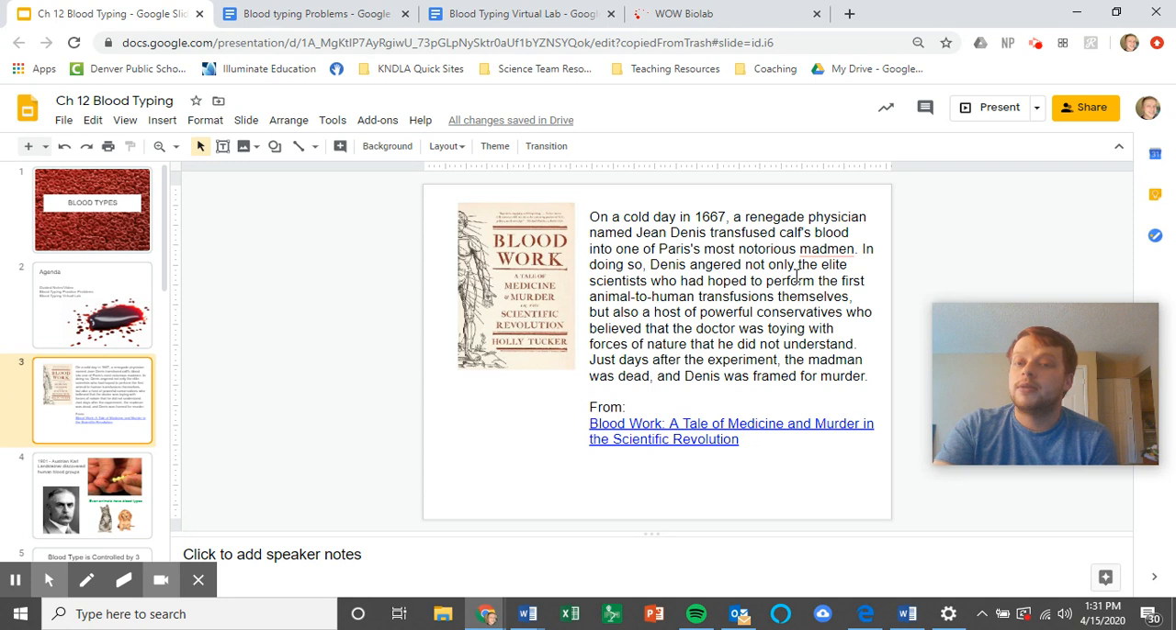And people got really upset by this, not only because they wanted to be the first scientists to complete this process, but also because a lot of conservatives believed that he was messing with forces of nature. They thought he would anger God by this process. And days after his experiment, that person turned up dead. So Denis was framed for murder by these conservatives because they felt like he had ended this person's life unjustly.